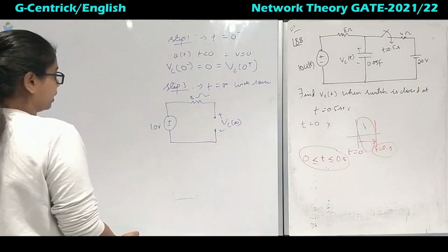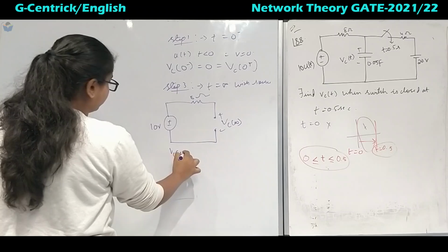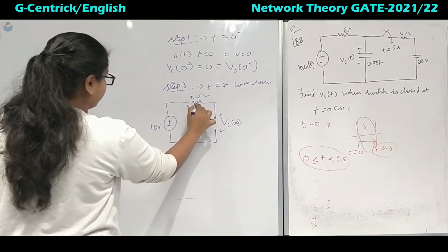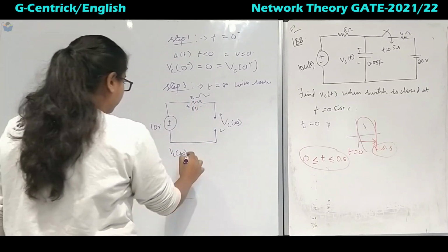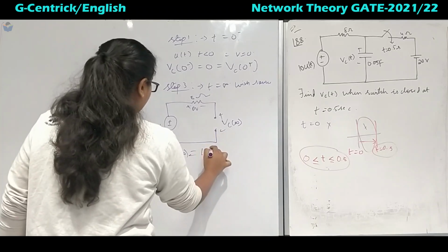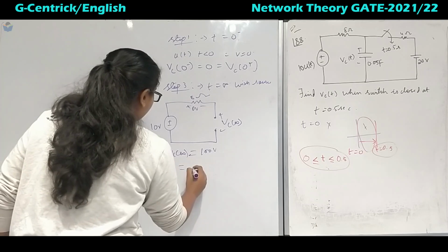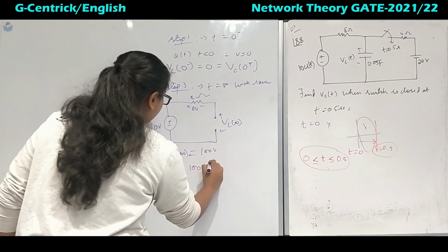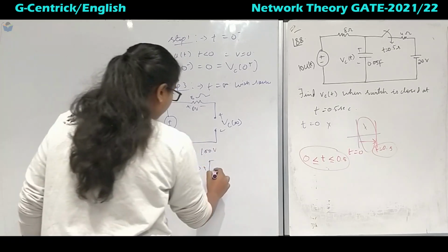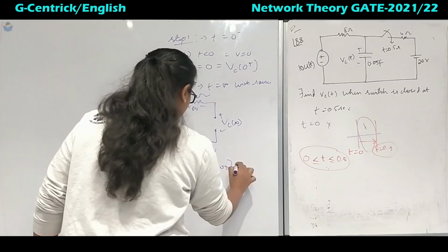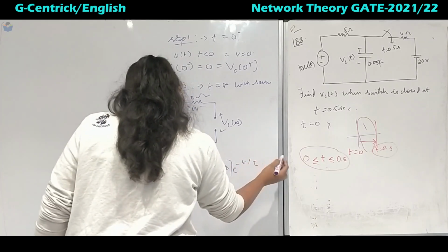So easily we can calculate Vc of infinite is 100 volts. This is an open circuit, so there will be no voltage drop. So Vc of infinite is 100 volts. So for the generalized equation, what can we write? Final value, initial is 0, 0 minus 100 e power minus t upon tau.